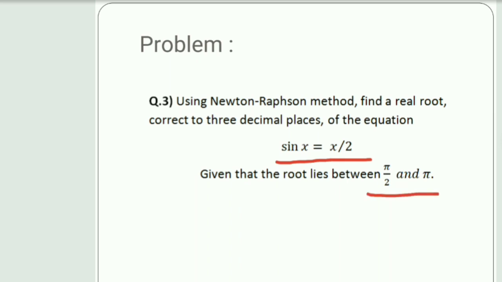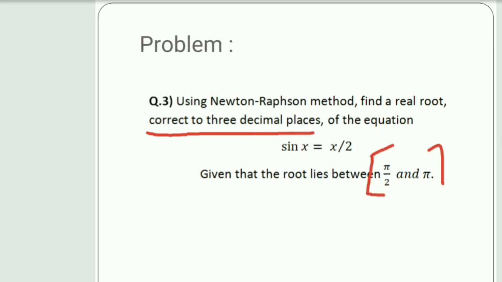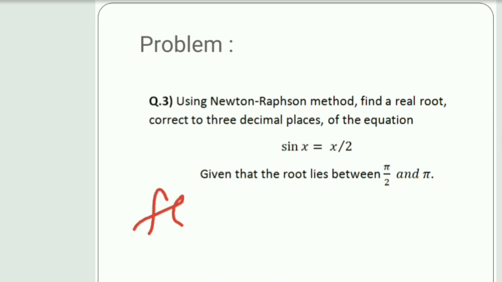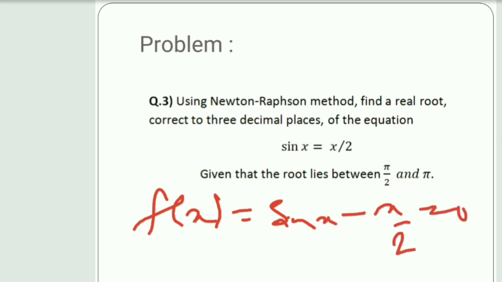So here we have our function f(x), and we have to find the root correct to 3 decimal places. The interval is given for the solution. First of all, we will check f(x). What is f(x)? It will be f(x) = sin x − x/2 = 0. So we can take f(x) like this.